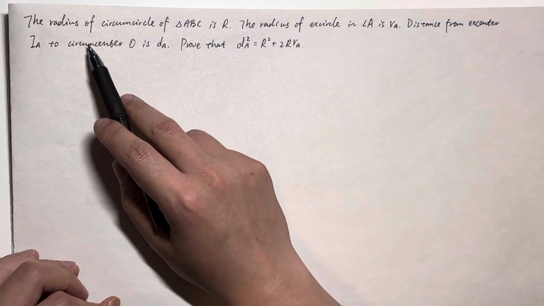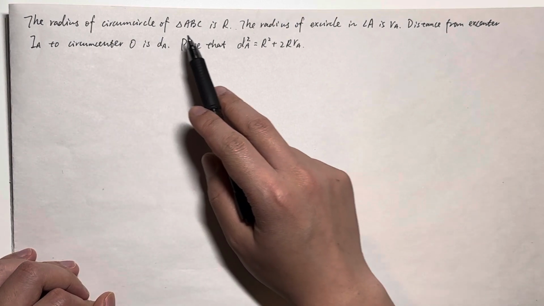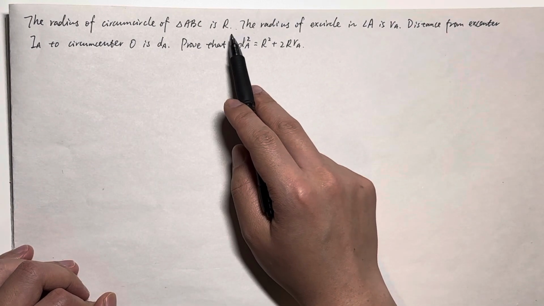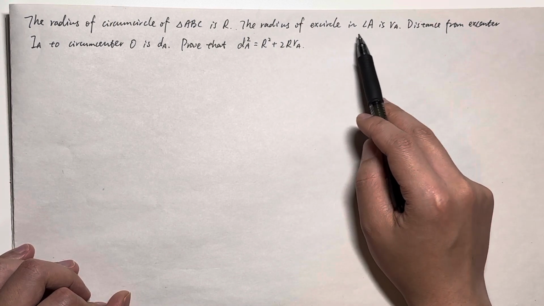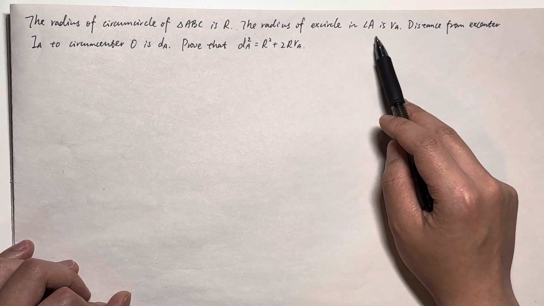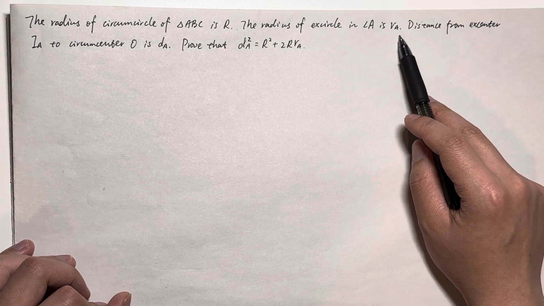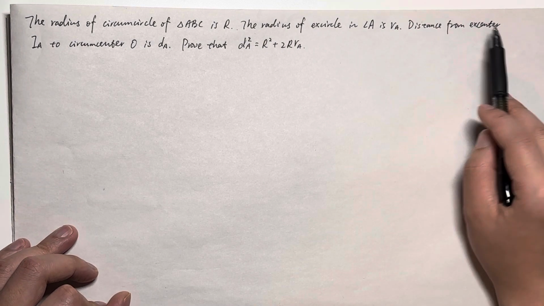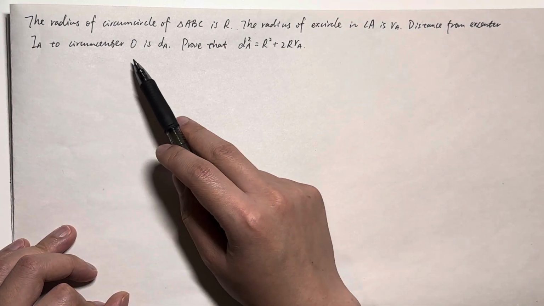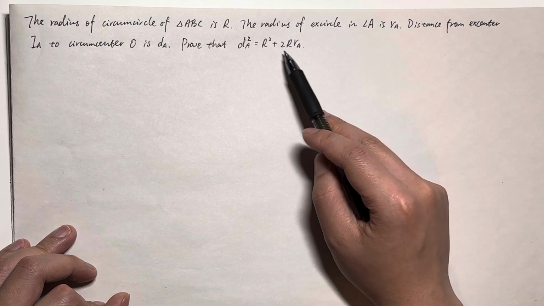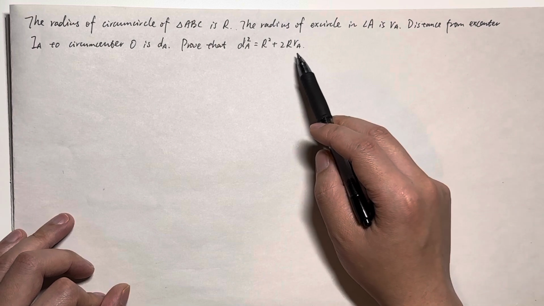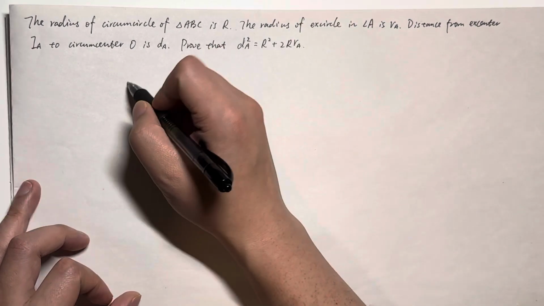Here is a problem. The radius of the circumcircle of triangle ABC is R. The radius of the excircle in angle A is RA. The distance from excenter IA to circumcenter O is dA. Prove that dA squared equals 2R squared plus 2R RA. So let's just draw the figure first.